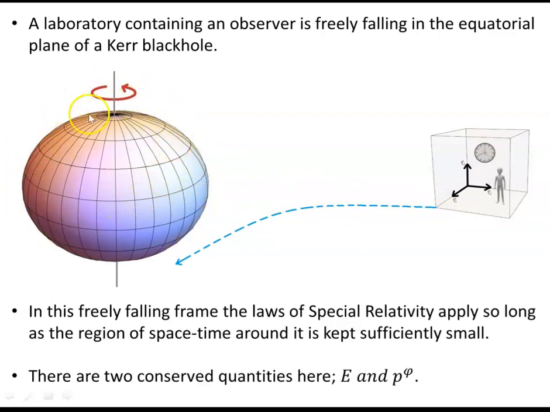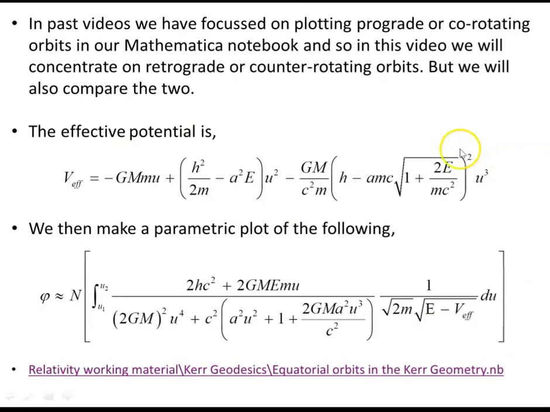So here we have a rotating black hole, rotating in the usual positive sense, and this object here, laboratory, spaceship, observer, particle, whatever you want, but an object with mass, is going to counter-rotate with respect to the source mass. So in this freely falling frame, the laws of special relativity apply as long as the region of space-time around the observer is kept sufficiently small.